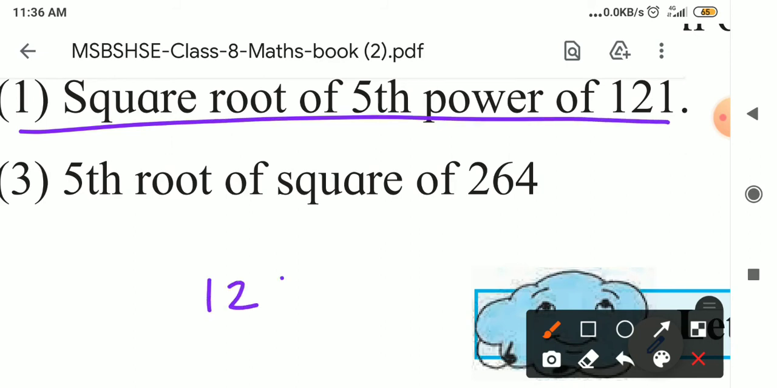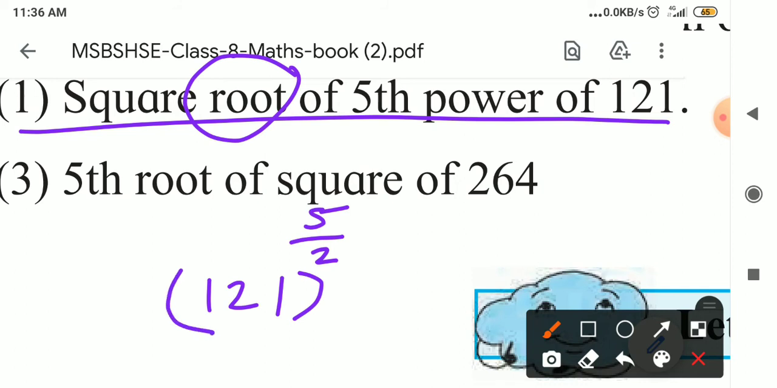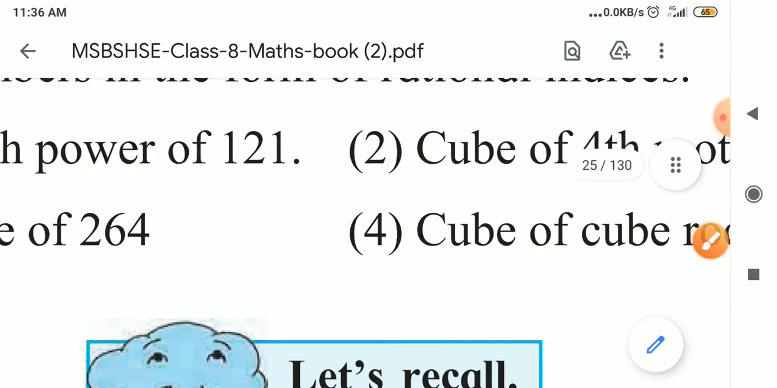Write 121 first. Square root means 2, and root will come downside in the fraction, and 5th power means 5 will come upside. So the answer is 121 raised to 5 upon 2. Understand? Okay. Then we will see the next.